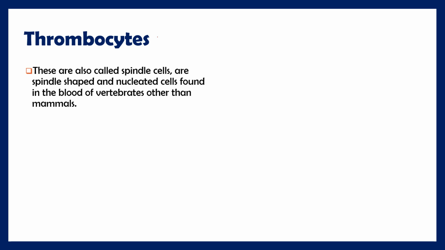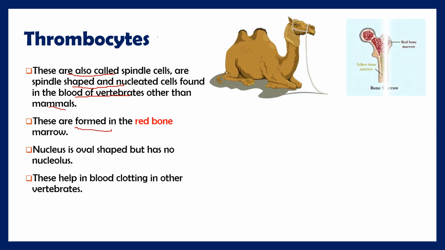So there was a question: where are blood platelets in other vertebrates except mammals? So in other vertebrates other than mammals, there are thrombocytes, which are called spindle cells, which are spindle shaped and consist of a nucleus, and these are found in the blood of vertebrates other than mammals, right? So these are also formed in the red bone marrow part of the bone marrow, as we can see in this image. And their nucleus is oval shaped, and they do not contain a nucleolus. So these help in blood clotting in other vertebrates.